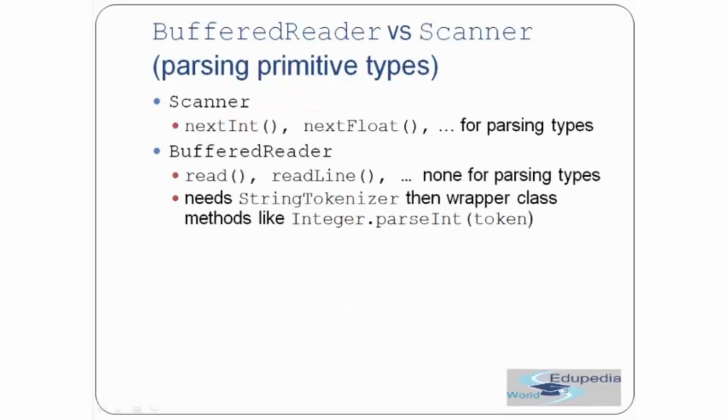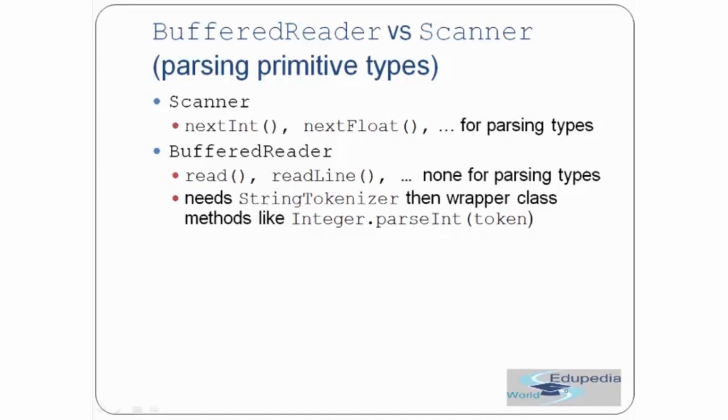Okay guys, now let's see BufferedReader versus Scanner. We have seen both Scanner and BufferedReader for reading. Now let's see the difference between the two and where to use which one. For parsing primitive types both can be used. Scanner has methods like nextInt, nextFloat, and nextLine for parsing. BufferedReader has methods like read and readLine, none of which are for parsing types; they are for reading either a character or a line.